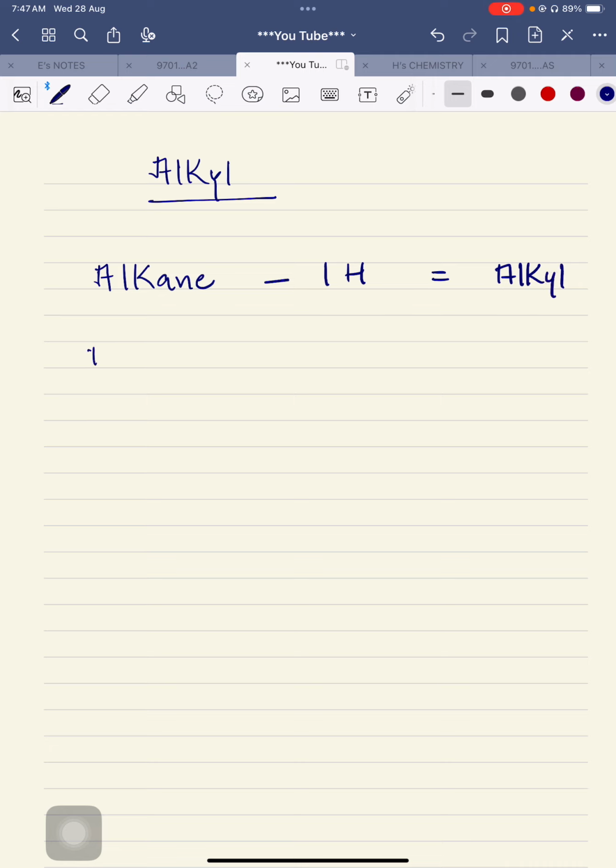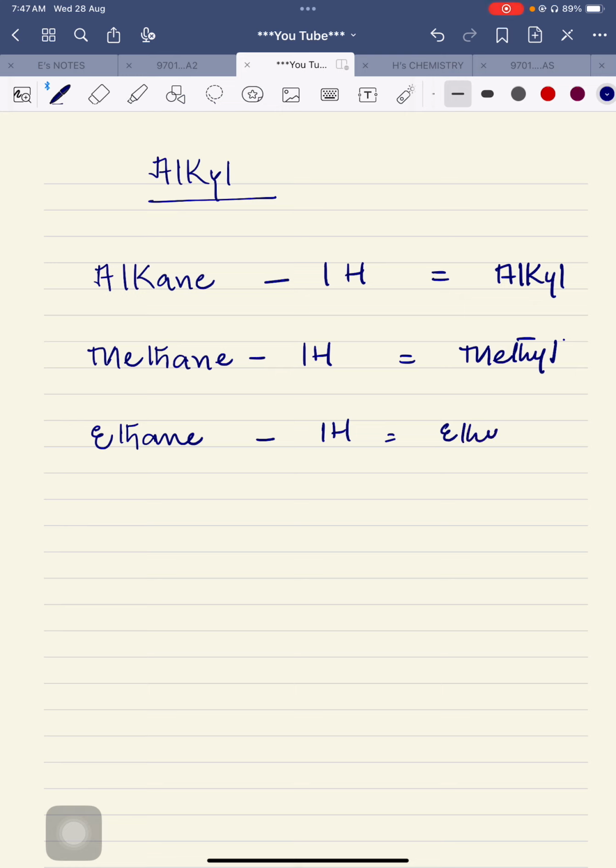For example, the first member is methane. When we remove one hydrogen out of it, it is going to give you what? Methyl. And in case of ethane, it is going to give you ethyl. Ethane minus one hydrogen gives you ethyl. And then it is called propane. And when we remove one hydrogen from propane, it is going to give you propyl.